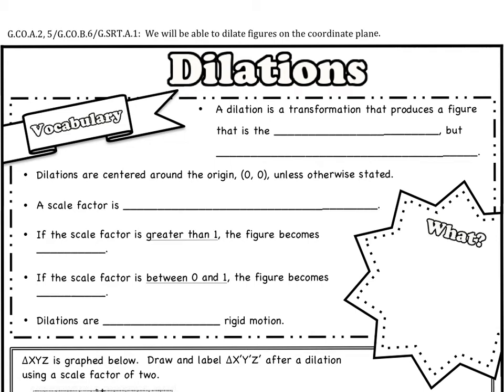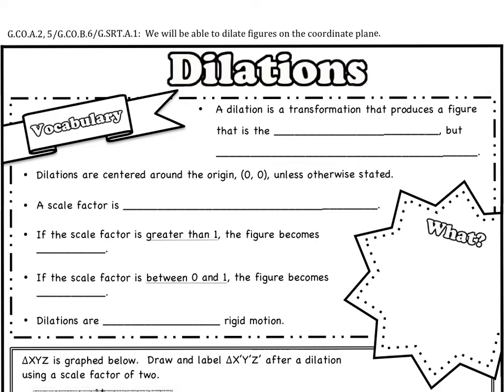Today we're going to be working with the last of our transformations, which are our dilations, and you are going to notice that the dilations do have something a little bit different than the other three transformations that we've looked at, and we are going to talk about what that difference is and what that means as far as our transformations and rigid motion go.